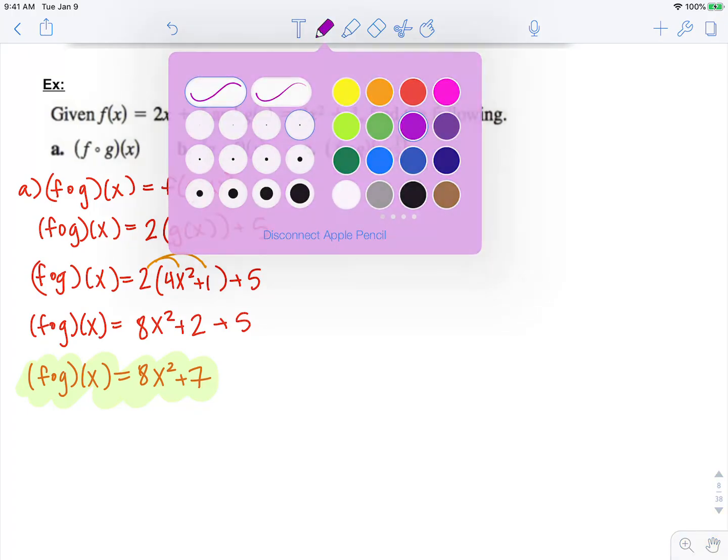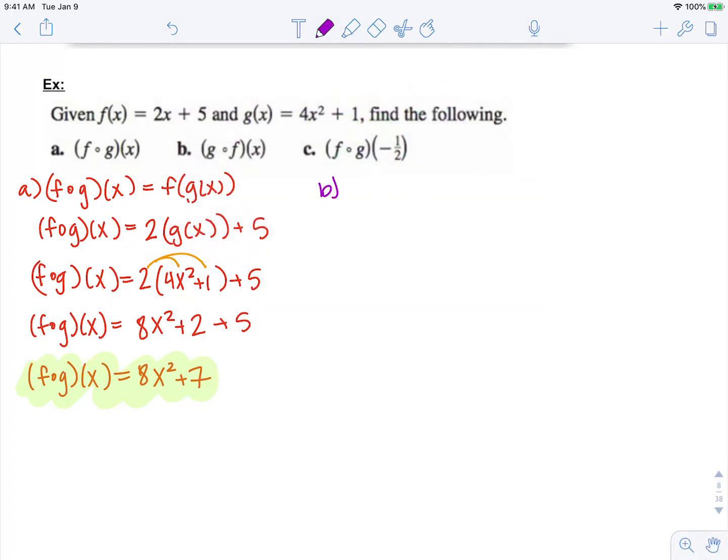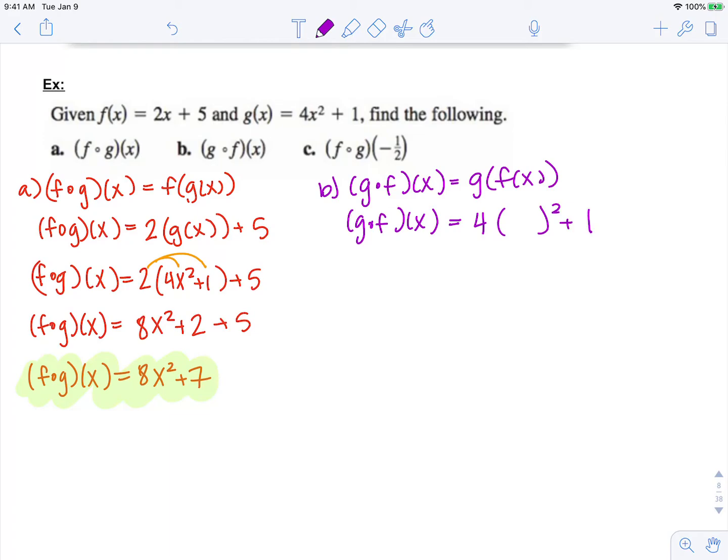So we can also do the opposite. Part B. G of f of x is the same as g of f of x. G of f of x is going to have our g function, 4 times something squared plus 1, but instead of x, we're going to plug in f of x. G of f of x is 4 times 2x plus 5 squared plus 1.